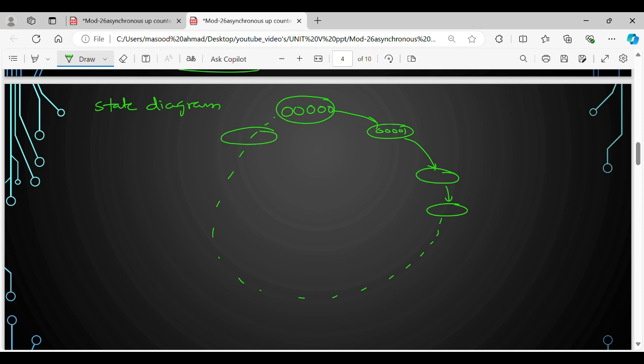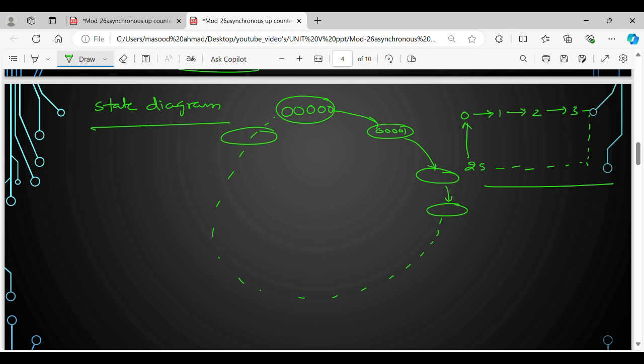So this is the state diagram. To make this very simple, it will go from 0 to 1, 1 to 2, 2 to 3, 3 to 4, and so on up to 25, then it will go back to 0. In decimal we are representing this, and this is in binary, that's all. So the state diagram is done.